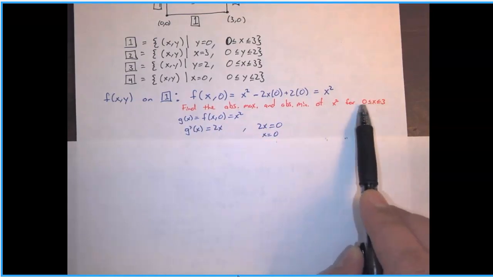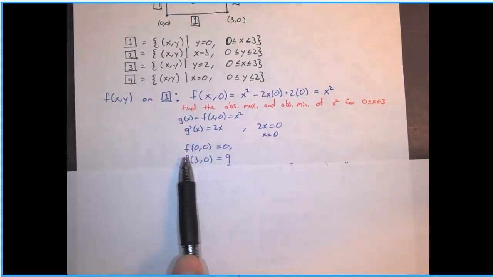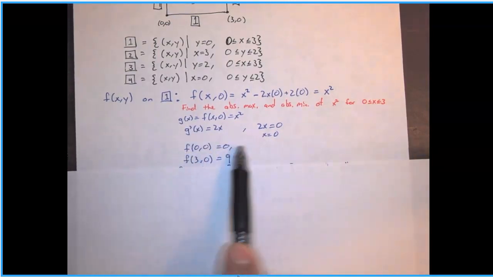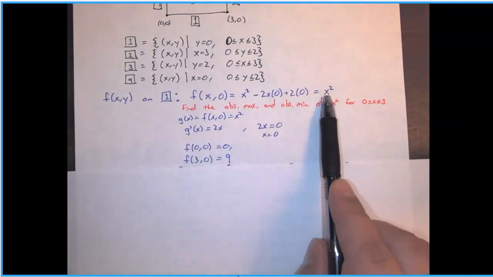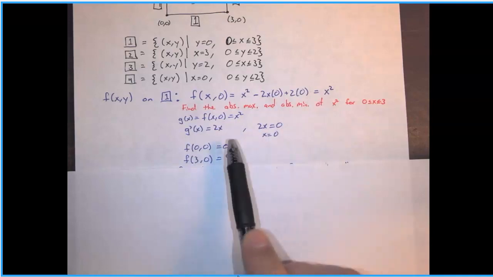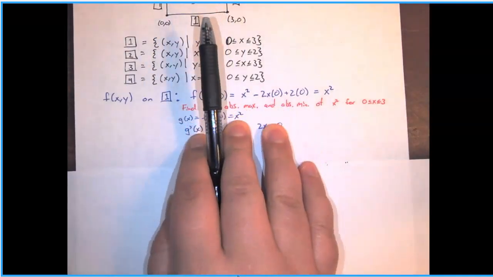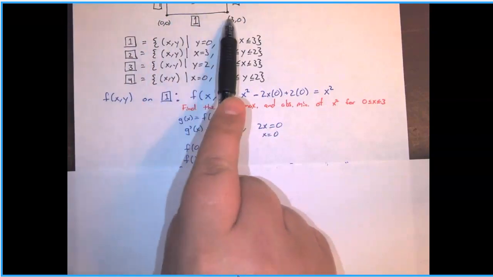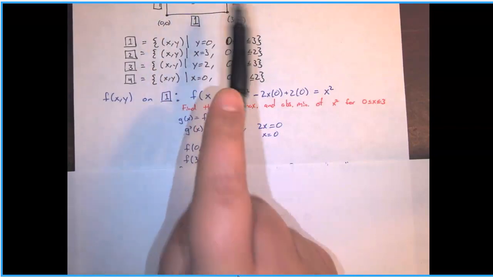But this was already one of my endpoints. So I need to test 0 and 3. I plug those into my function. F at 0, 0 is 0. I can just plug in 0 here. F of 3, 0 is 9. I can just plug in 3 here. So now I have 2 more function values, and these are at the corners of my rectangle, 2 of the corners. Right? There were no critical points on the inside here, so I just needed to test these 2 endpoints.